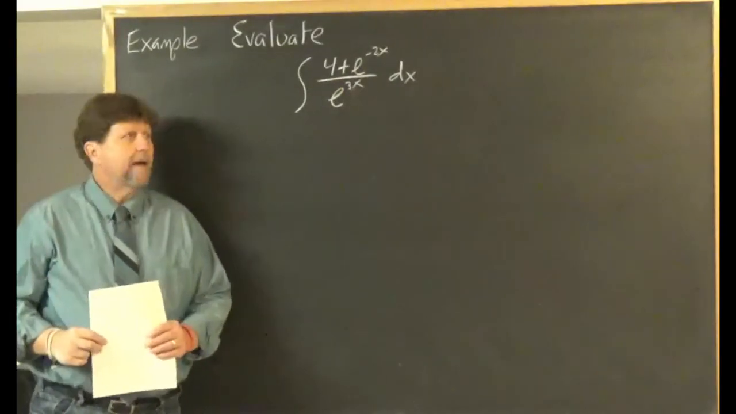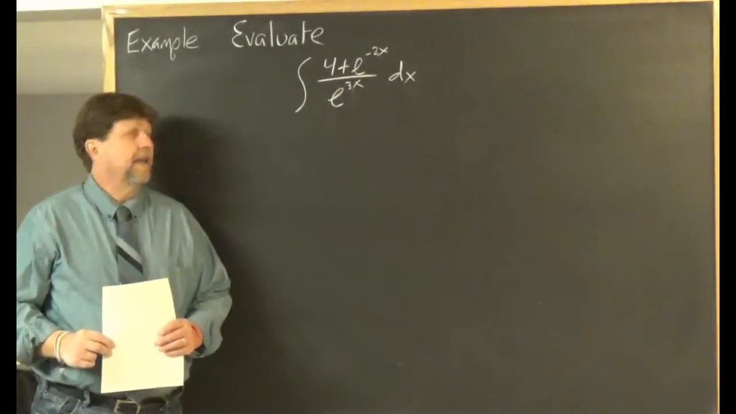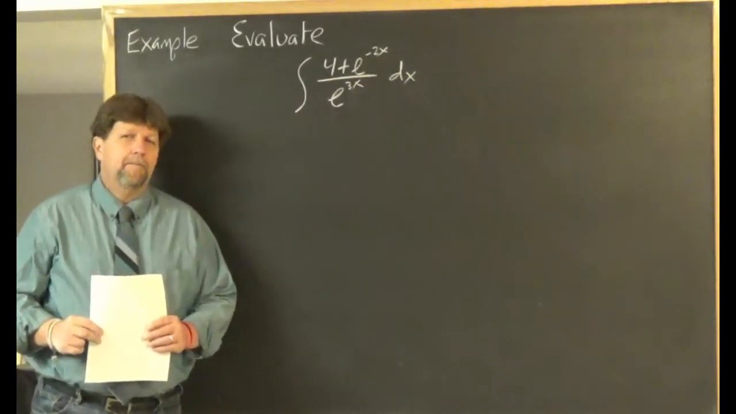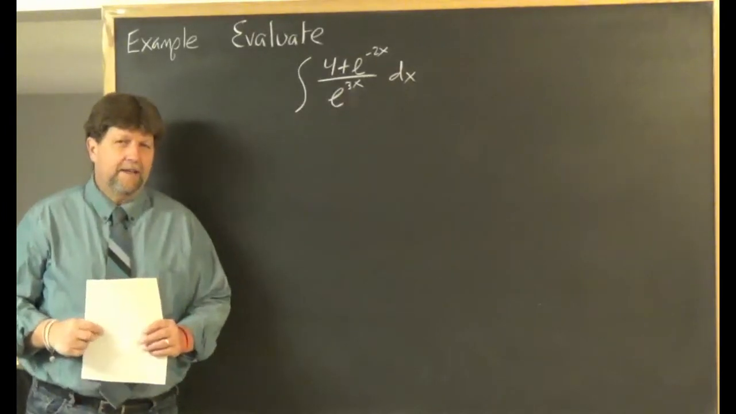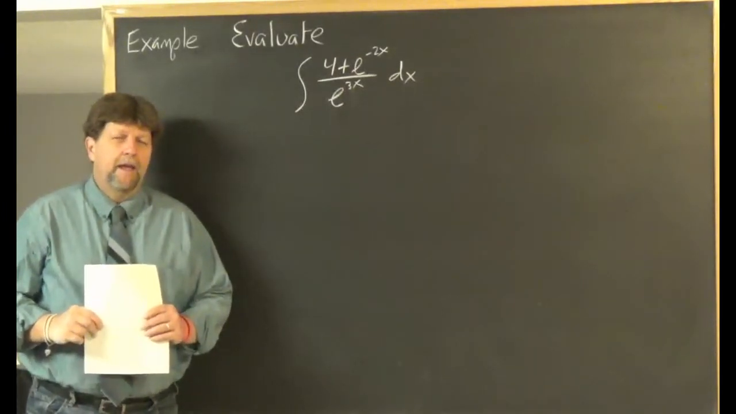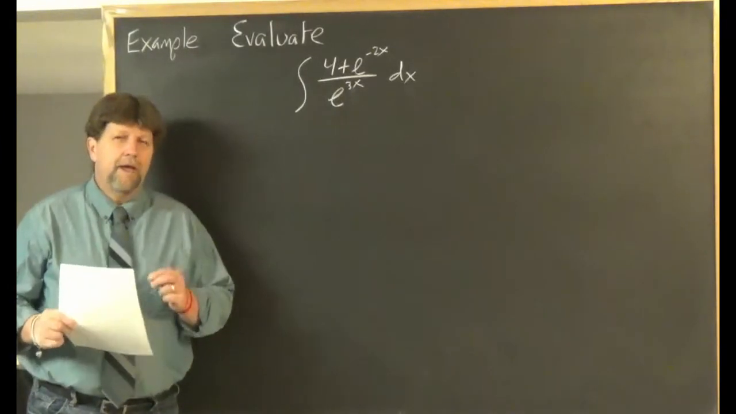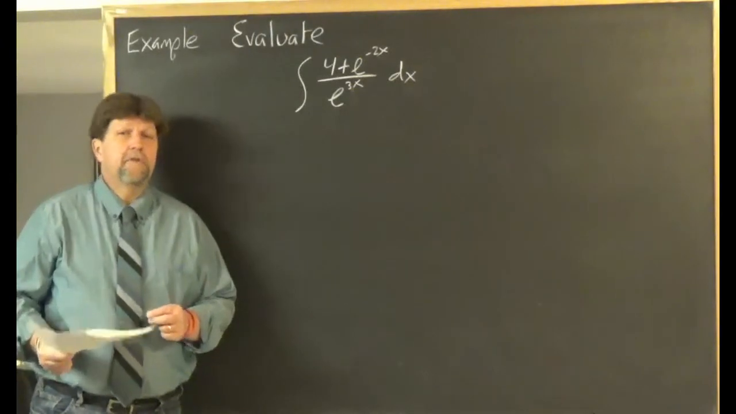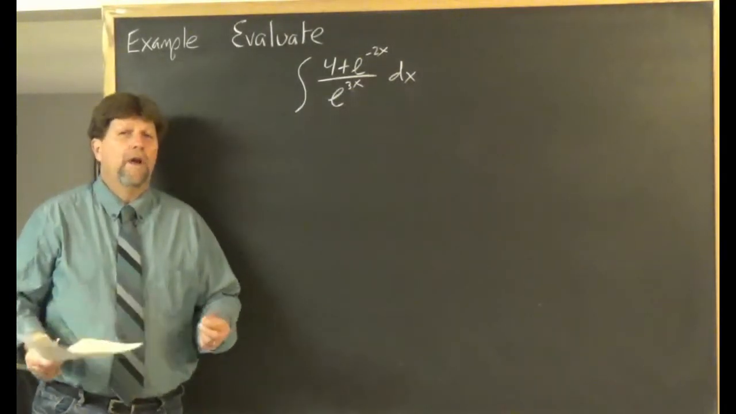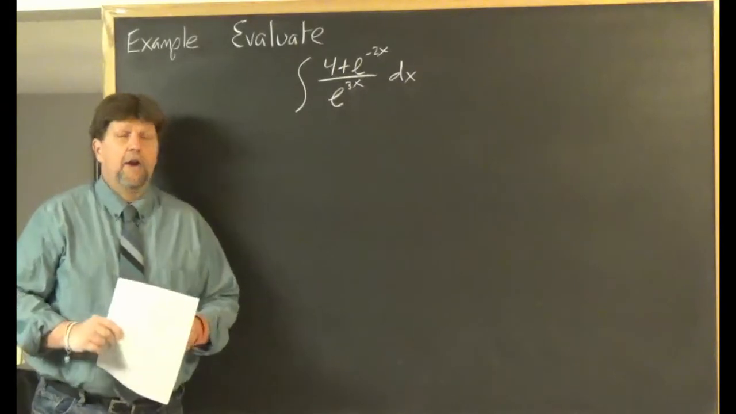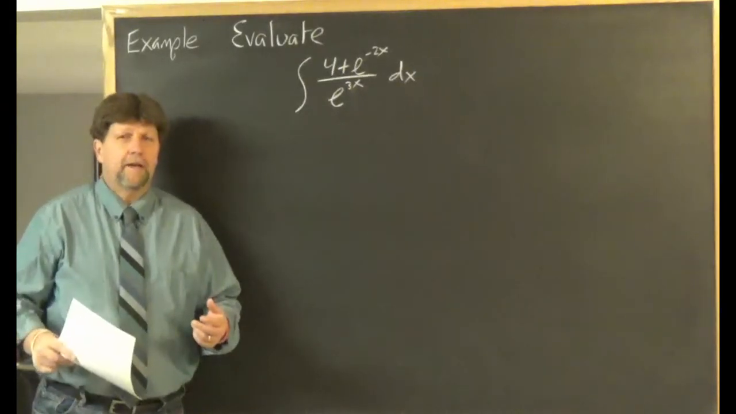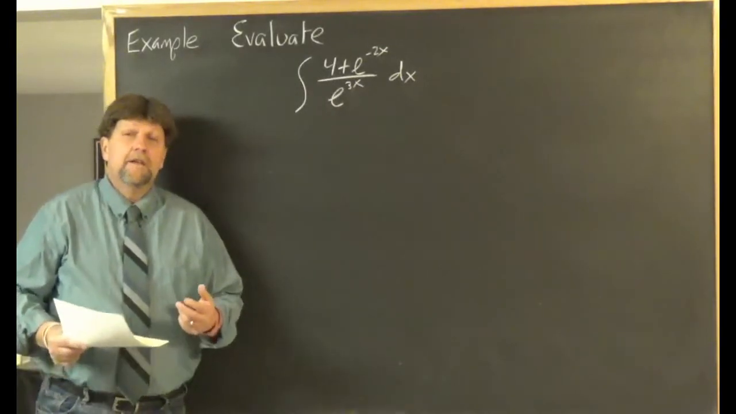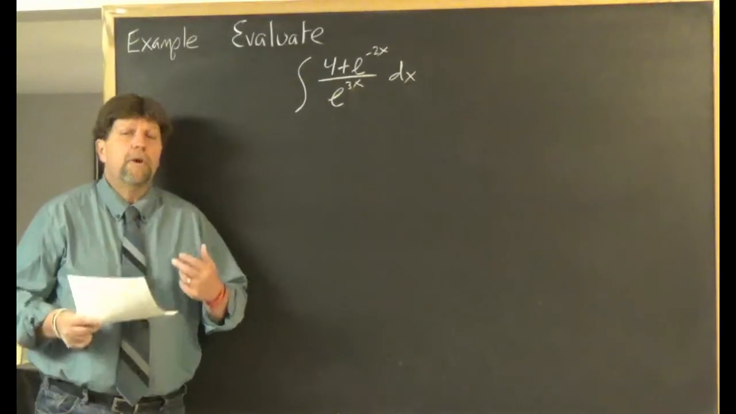All right, in this example, we're asked to evaluate the integral 4 plus e to the negative 2x over e to the 3x dx. Before we start talking about how to attack this, let me reiterate one more time. I can't show you every trick that you could possibly employ to attack an integral. No one can show you every trick. No one can give you an example of every trick. It's not possible. There are so many. So you always have to try something.